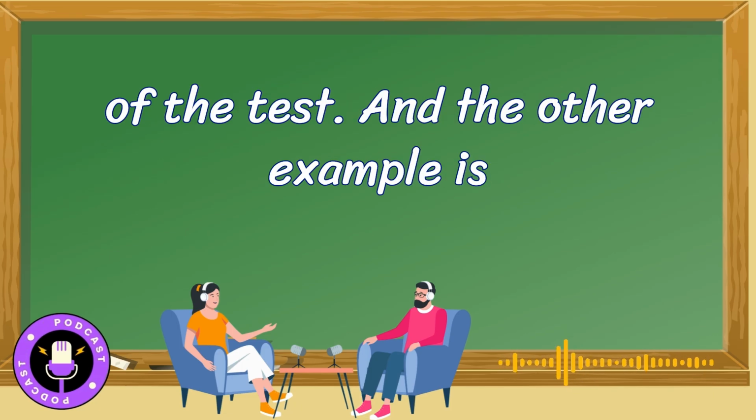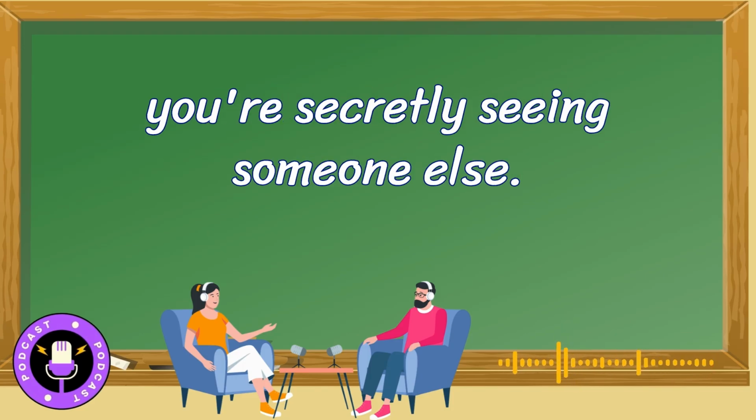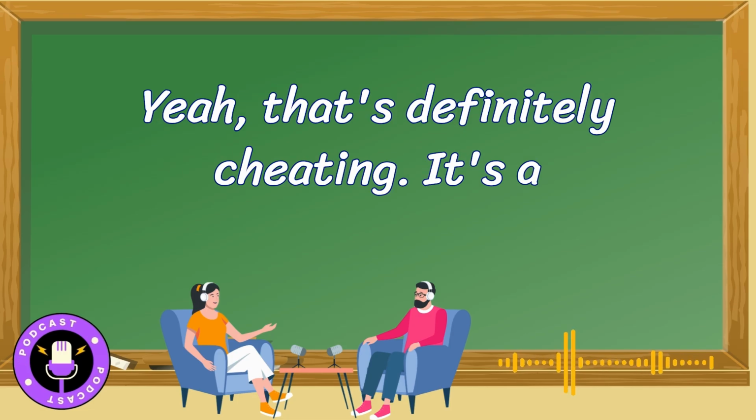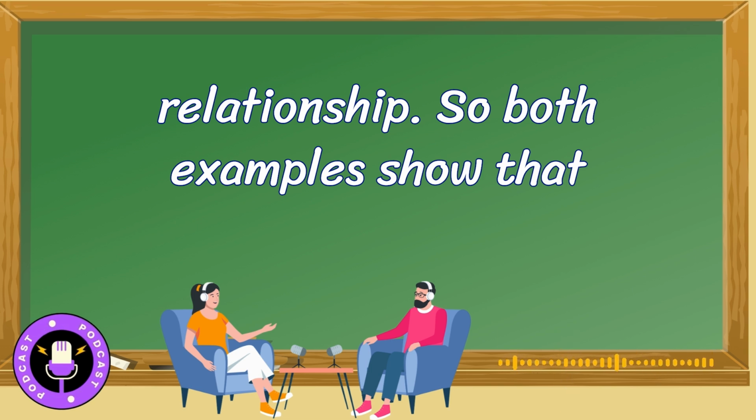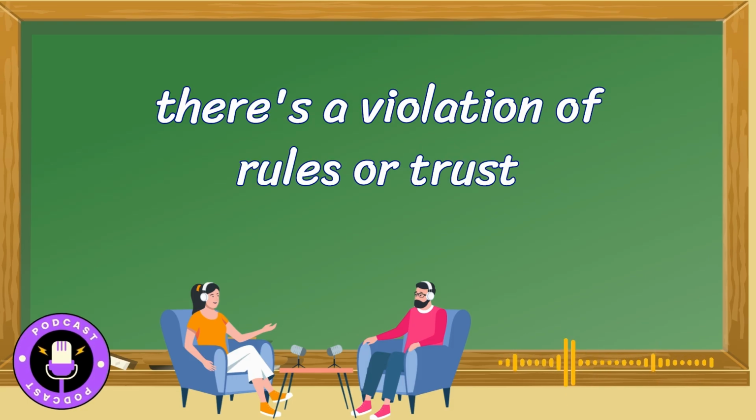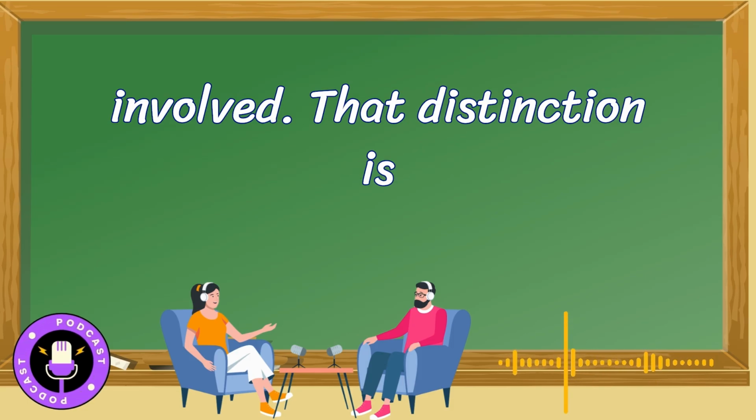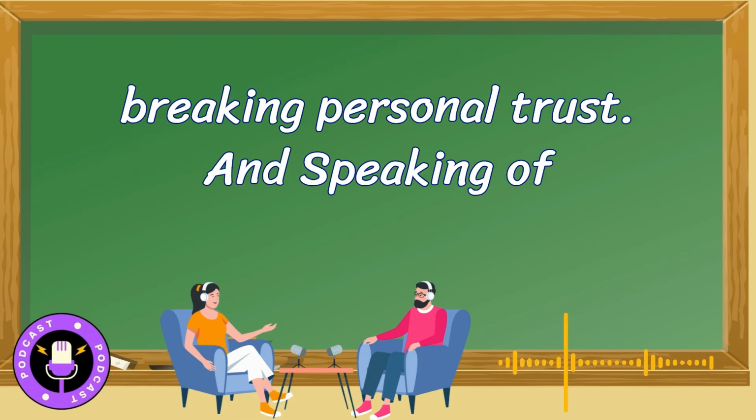And the other example is more personal. Like if you have a partner, a boyfriend or a girlfriend, but you're secretly seeing someone else. Yeah, that's definitely cheating. It's a betrayal of trust, deception within a relationship. So both examples show that core idea. There's deceit, and there's a violation of rules or trust involved. That distinction is interesting, breaking system rules versus breaking personal trust.